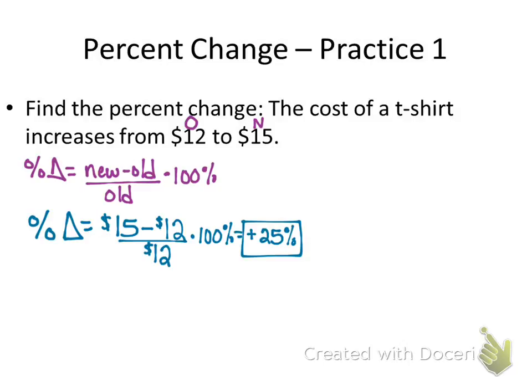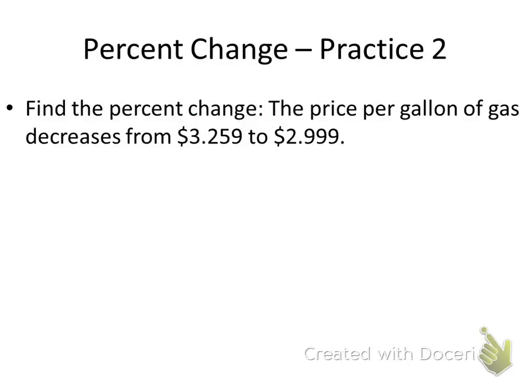Okay, let's look at the next one. Find the percent change. The price per gallon of gas decreases from $3.259, because they do gas funny, to $2.999. So, two things we're going to identify first. What's my original or my old amount?